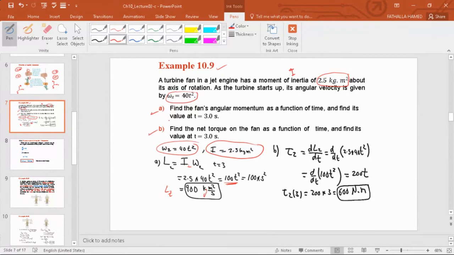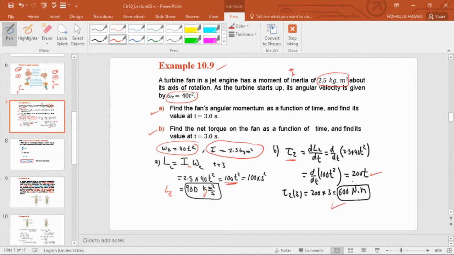In B, they ask about the torque. You know that the torque around the z-axis will be dLz by dt. So it's d by dt of 2.5 times 40 t squared. Of course, 2.5 times 40 is 100, so you're taking d by dt of 100 t squared. And d by dt of t squared gives you 2t, so this will give you 200t. At 3 seconds, that will be 200 times 3, and this will give you 600.